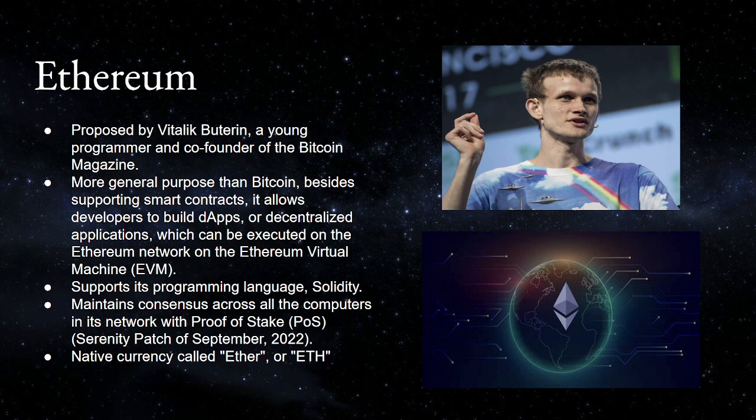Now it has some consensus. It has proof of stake right now, but it was introduced with proof of work. We will be dealing with proof of stake and proof of work later. Its native currency is called ether or ETH, just like Bitcoin is called BTC. As the slide shows, it allows the development part of blockchain, and these DApps are executed on the Ethereum network on the Ethereum Virtual Machine, which is also known as EVM.